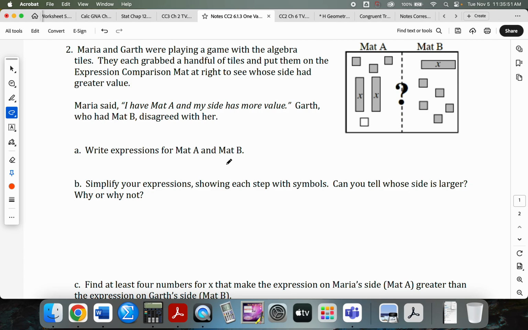So for mat A, we've got 2x plus 3 minus 1. And for mat B, we have x plus 5. It says simplify your expressions. Okay. So here this is going to be 2x plus 2 and x plus 5.